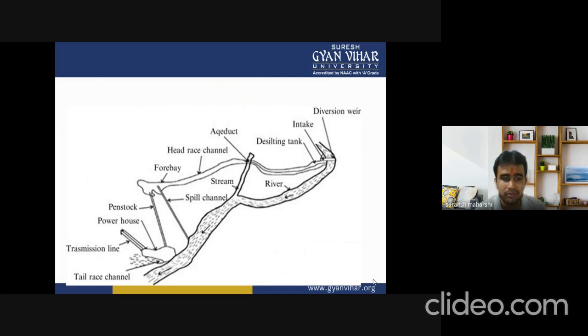In this diagram of the topic, we will consider some components such as the tailrace channel, transmission line, powerhouse, penstock, forebay, headrace channel, stream, spillway, river, and the desilting tank.